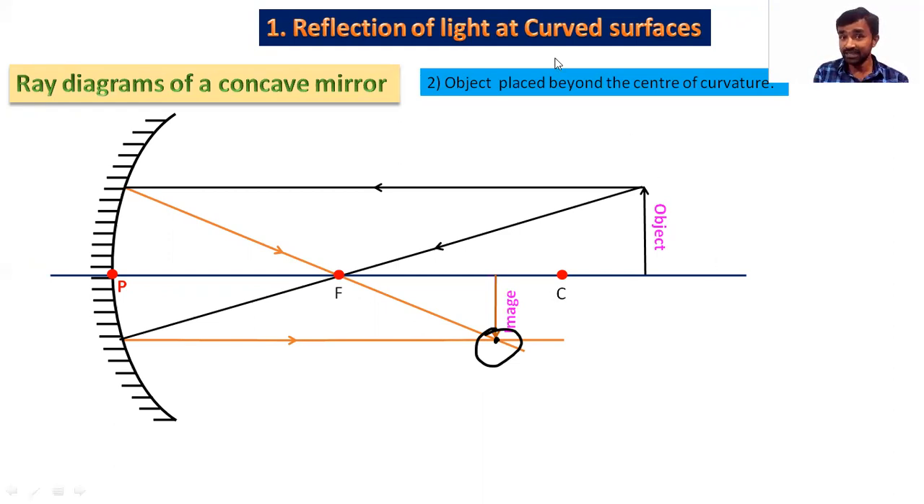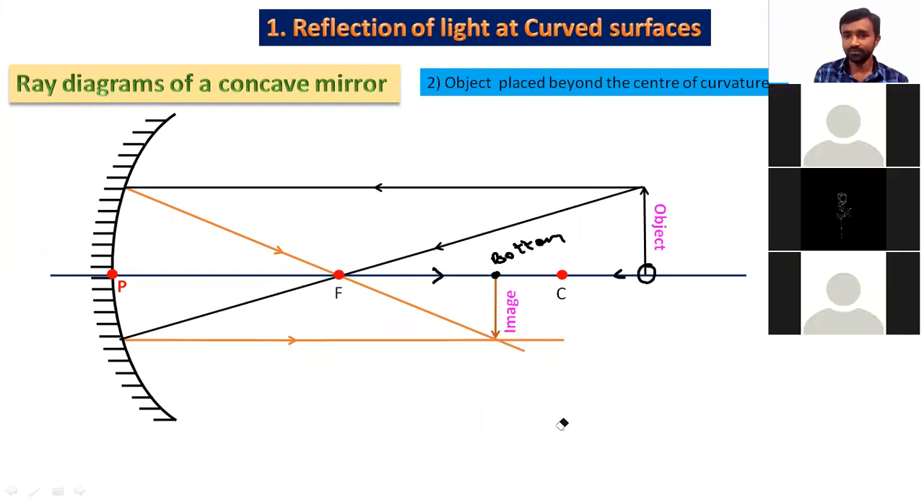Then where do you get the bottom of the object? So if you select this, the ray which passes through the principal axis or center of curvature will be reflected back in the same direction. So the image of the bottom of the object will be obtained here. So that's why we are using the direction in reverse order. Is it clear, everyone? Is it clear? Yes. Right.